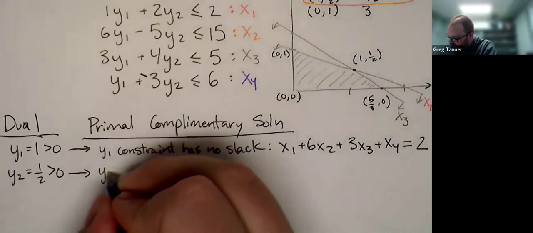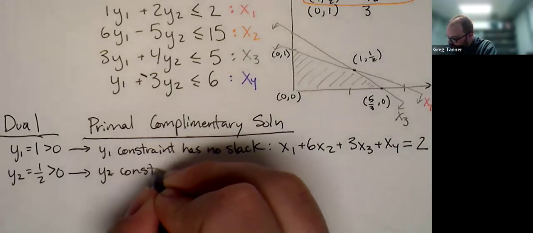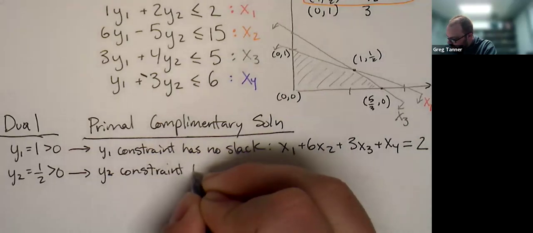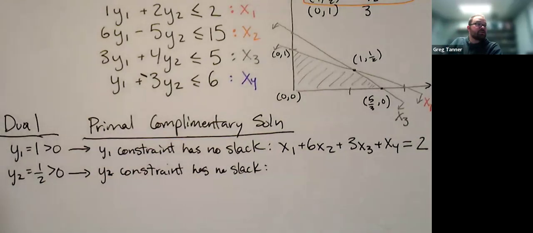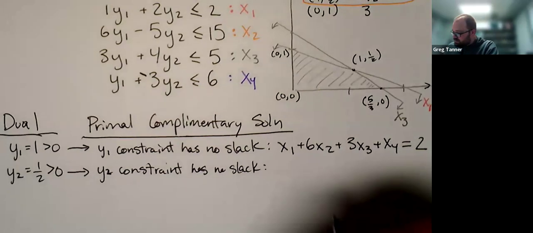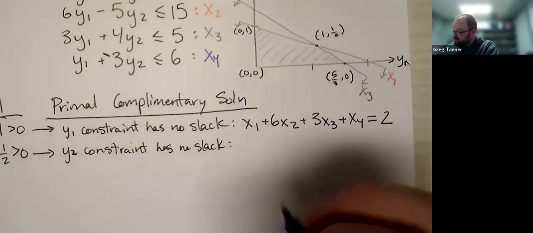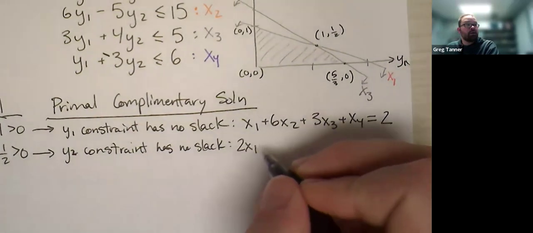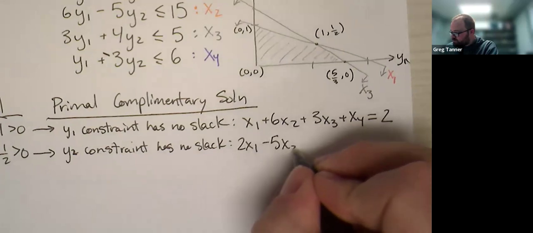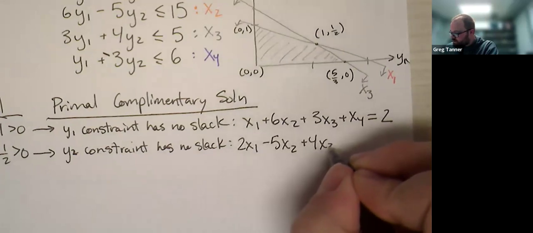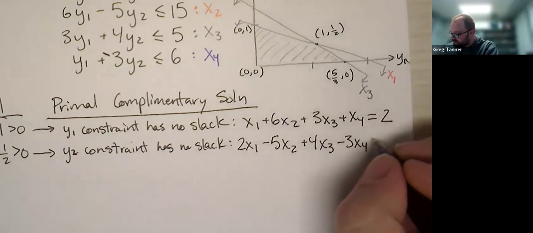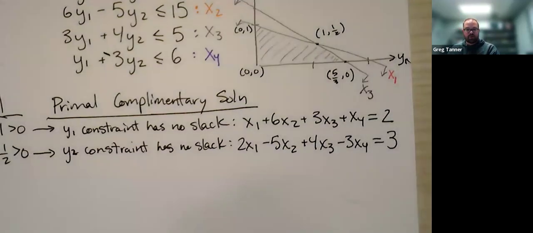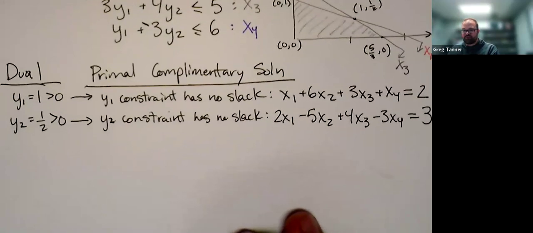Okay, and we can say the same thing for the y2 constraint. Because y2 is positive, the y2 constraint has no slack, which tells us then that the second constraint in the original problem, this one, is going to be an equality. And so 2x1 minus 5x2 plus 4x3 minus 3x4 is not just greater than or equal to 3, it's exactly equal to 3.